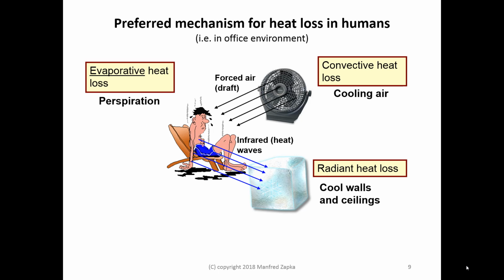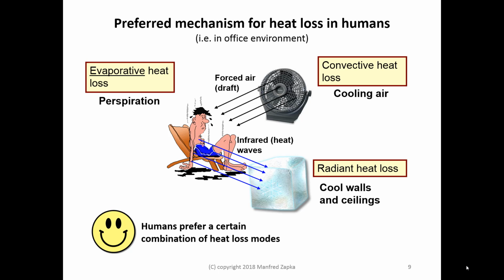So there's a preferred combination of mechanisms for heat loss. We have evaporative heat loss, we see perspiration. We have convective heat loss through cooling air or some kind of forced air going over the body. And we have infrared heat loss, radiant heat loss, by means of infrared waves going from the hotter to the colder object. And again, it doesn't have to be a block of ice. It could also be a cool wall or ceiling.